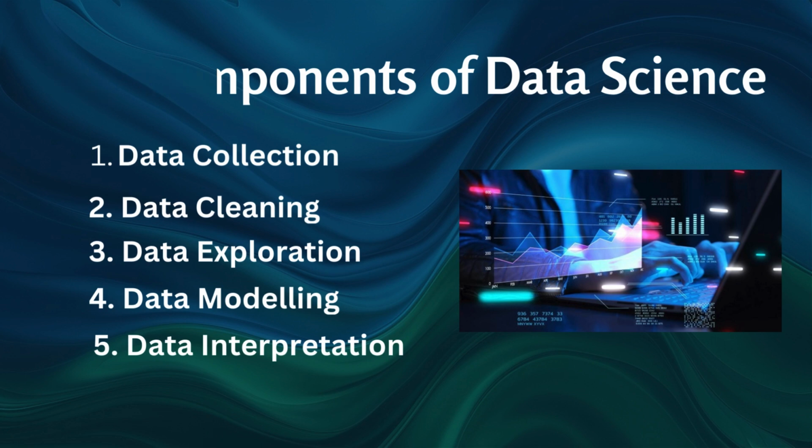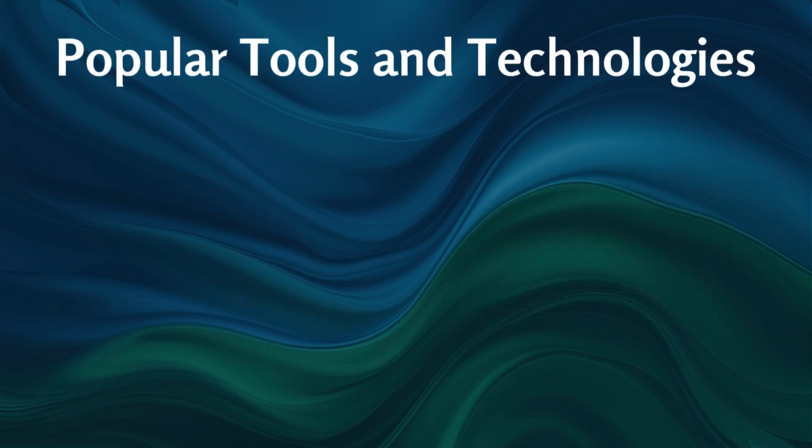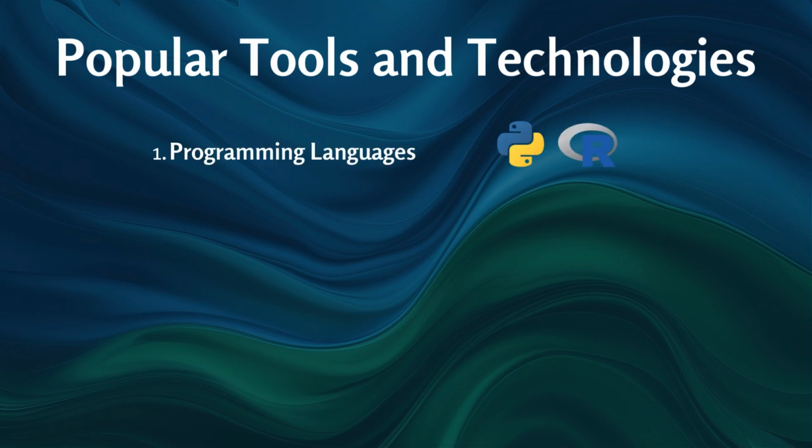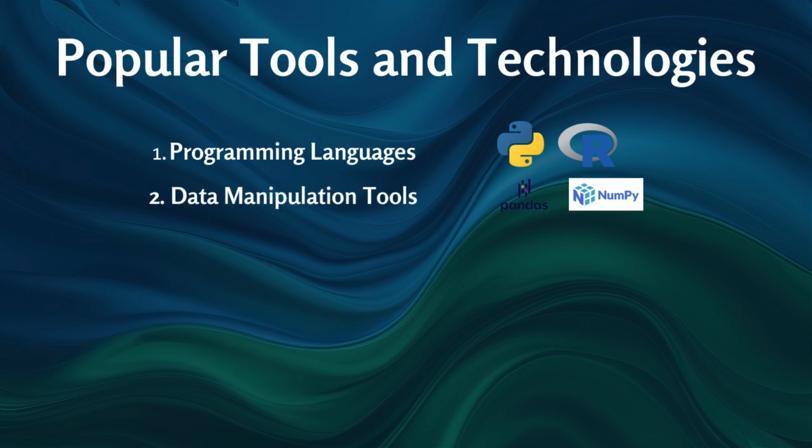Now let's talk about some of the cool tools and technologies we use in data science. Starting with programming languages. Python is super popular for its simplicity and R is great for statistical analysis and visualizations. Data manipulation tools. Tools like Pandas and NumPy are essential for data.